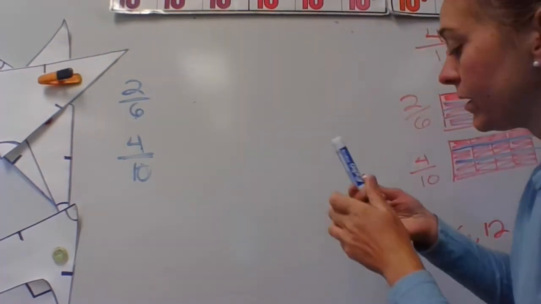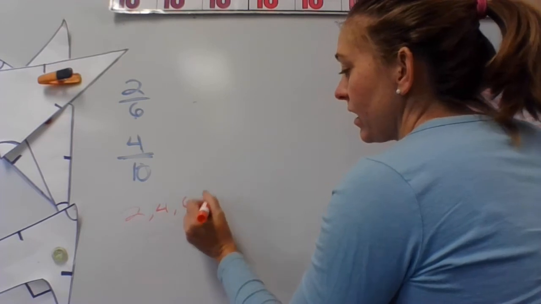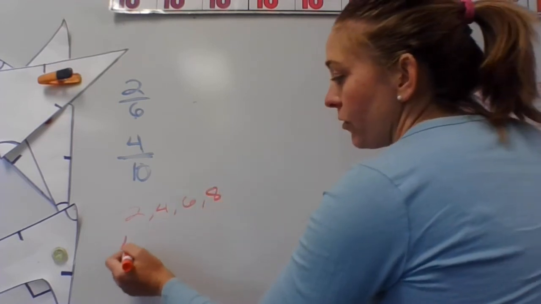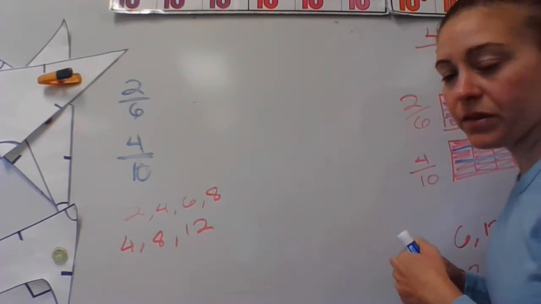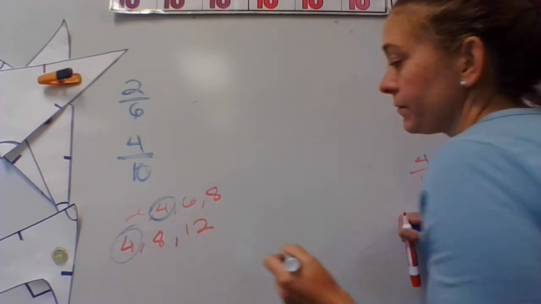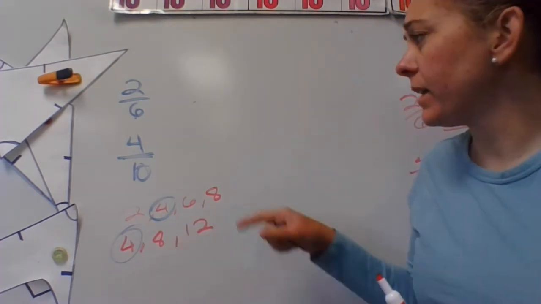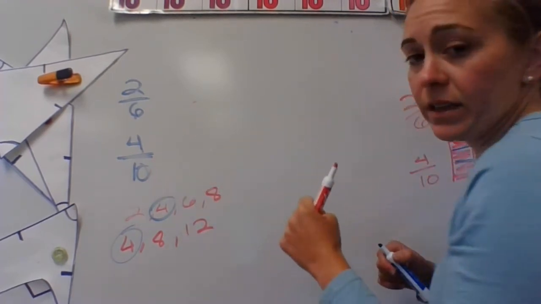Okay. So let's see. I'll make multiples of 2 here. 2, 4, 6, 8. I'll stop there. And then 4, 8, 12. If you notice, once again, we've got 4 and 4. We also have 8 and 8, but I'm going to go with the smallest one. So I've already got 4/10 here. I can leave that one.